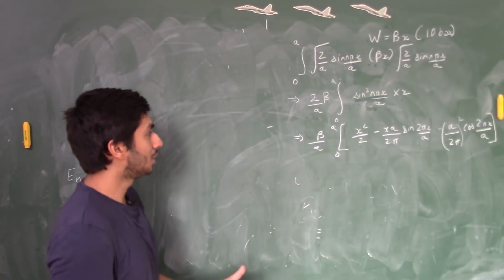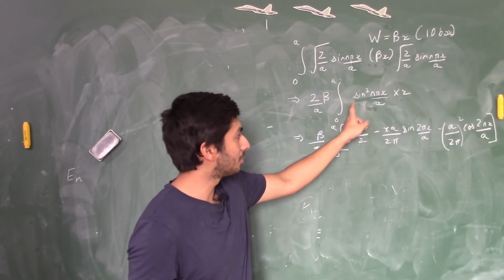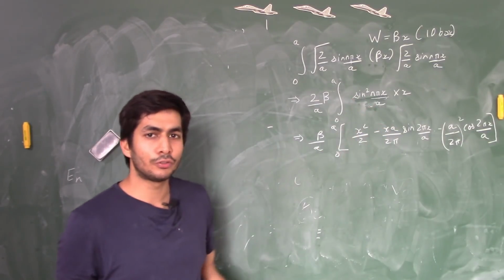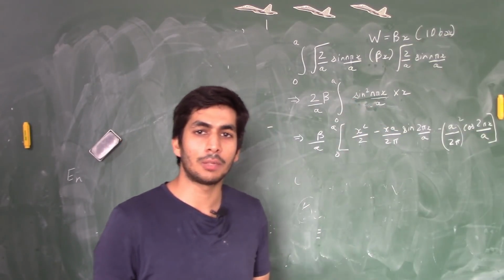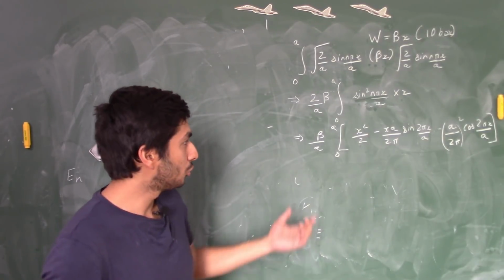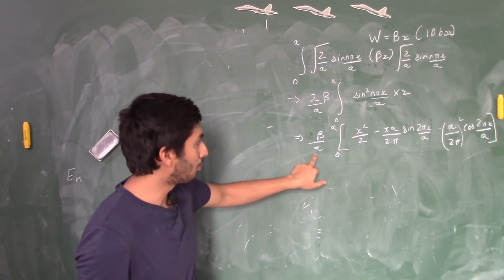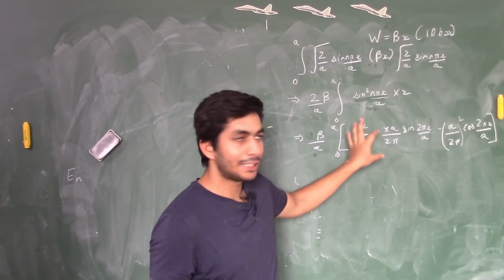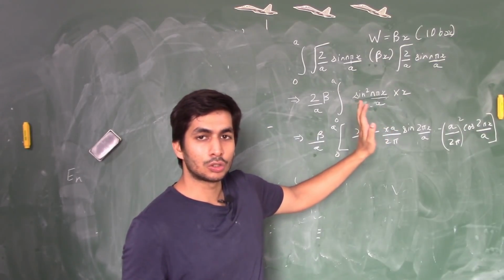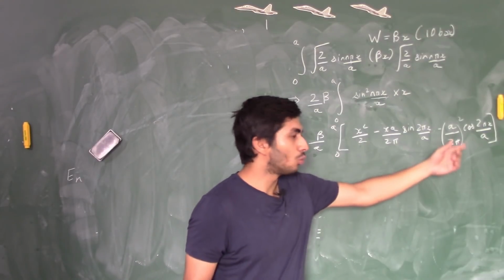Now if I solve this integral, if I take this 2 inside, this becomes 2 sine square theta, and all of you know a very simple trigonometric formula: 2 sine square theta is equal to 1 minus cos 2 theta. So using that formula, I take the 2 inside, so I'm left with beta upon a, and then I integrate that value, 1 minus cos 2 theta into x. If I integrate that, I come up with this whole term, right?